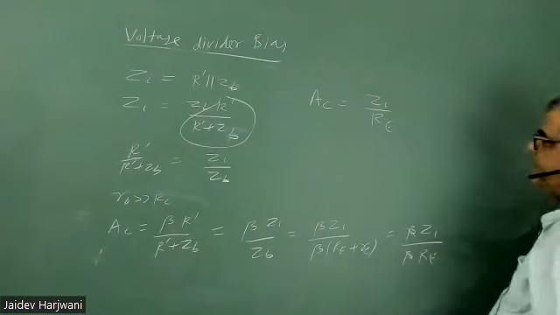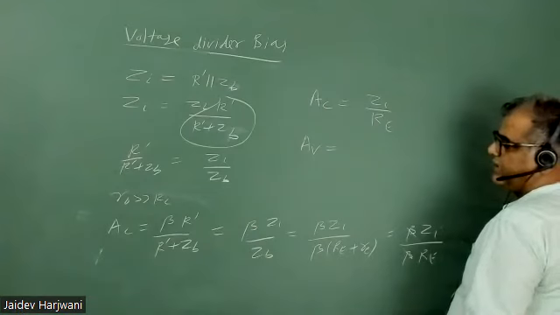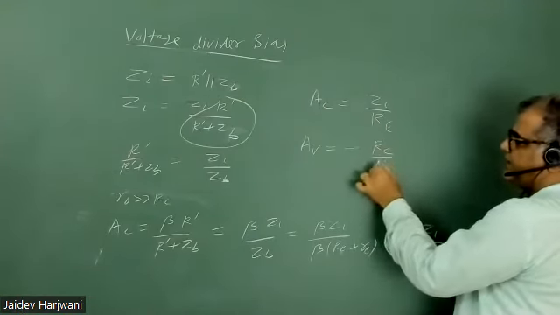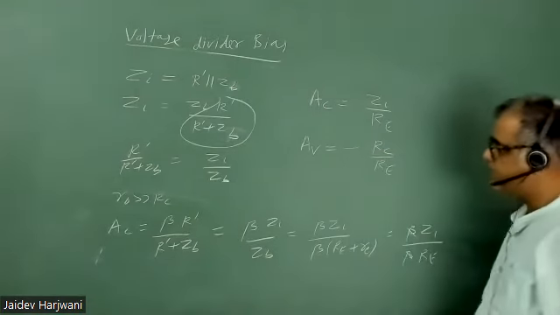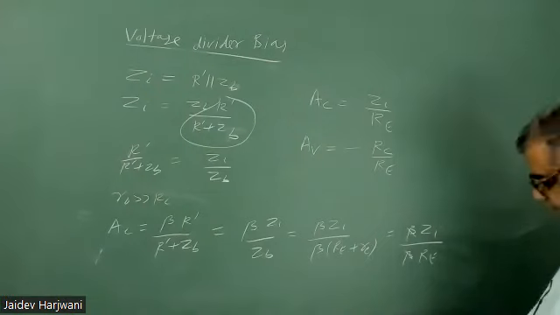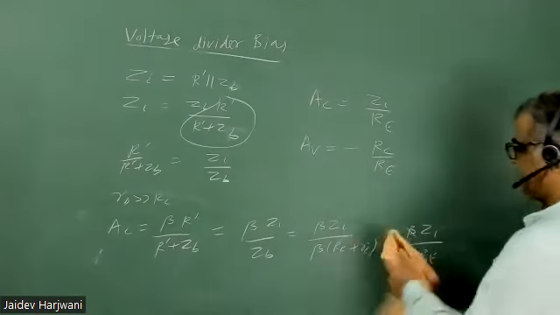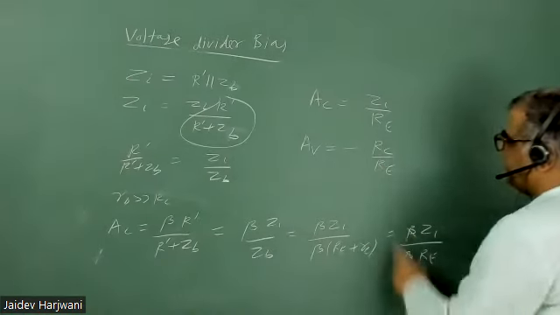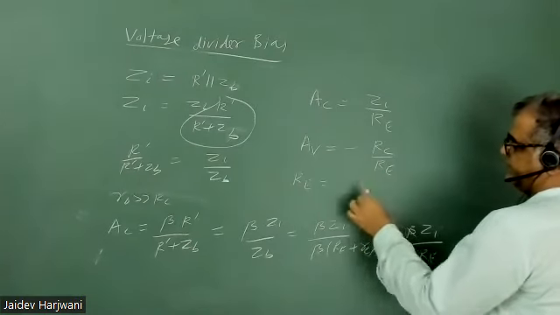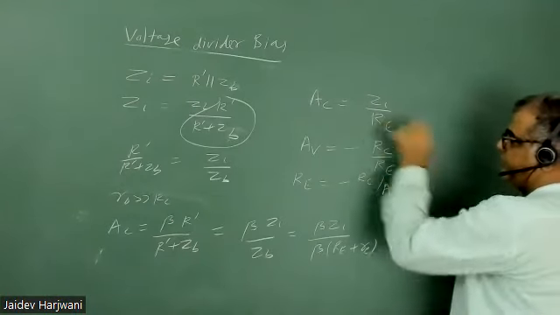Now tell me what was the voltage gain. If I take R naught greater than RC, my voltage gain was what? It was minus RC upon RE. Yes or no? Yes, sir. Okay. So now just take the RE value from here. My RE value will now be minus RC upon AV, and that value you put here.